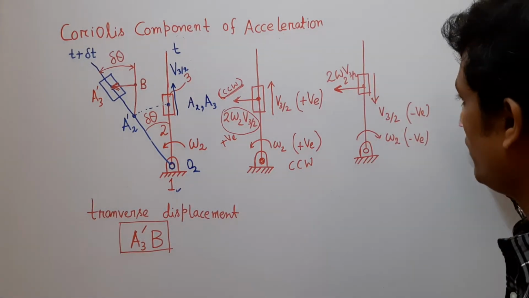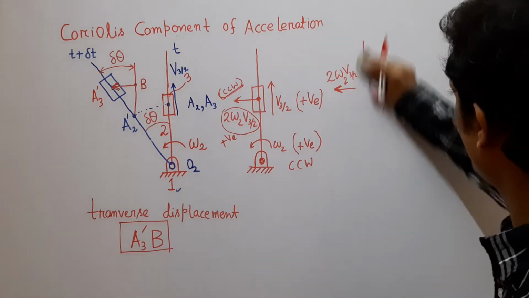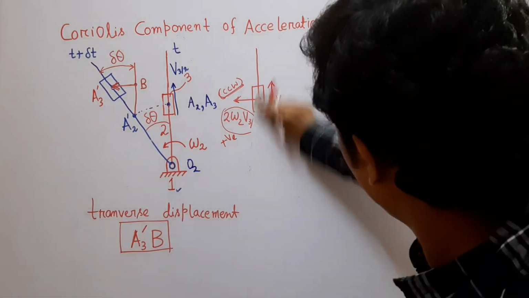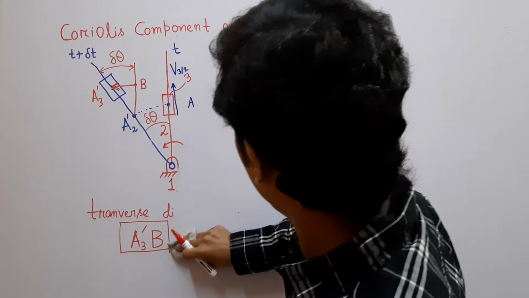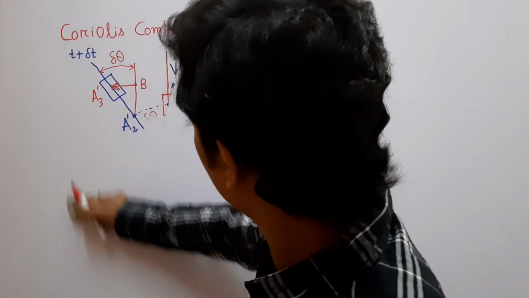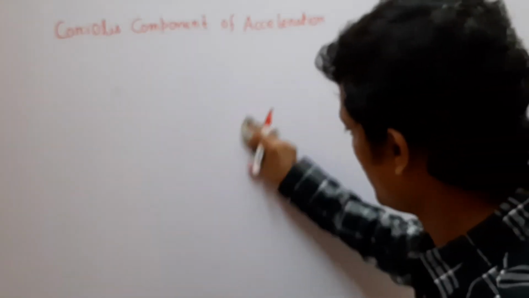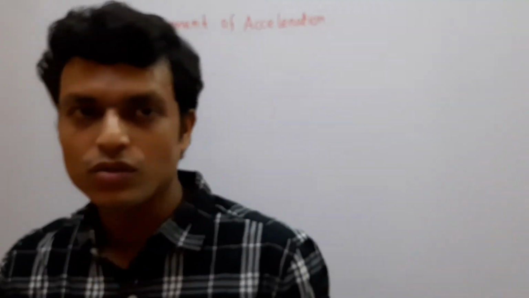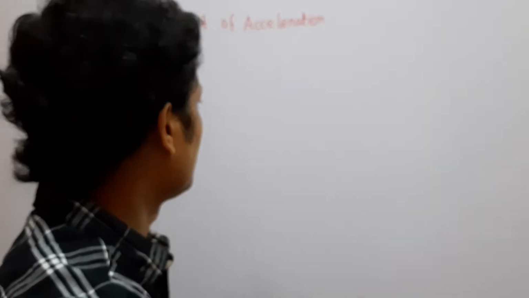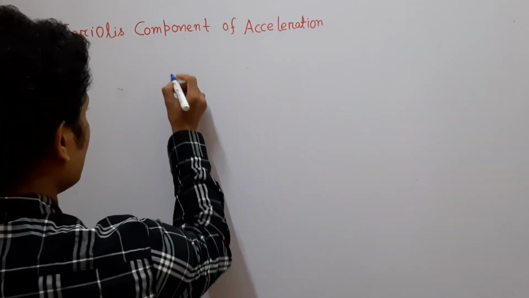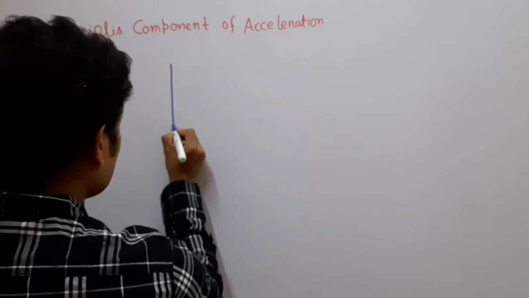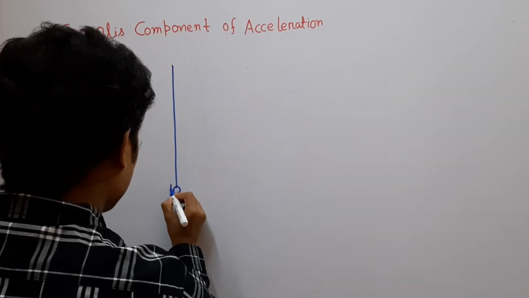Now I am going to explain you a conceptual problem. Hope you have understood Coriolis component of acceleration and its existence. When a slider is sliding on a rotating link, then there will be an extra component which is known as Coriolis component of acceleration. Now let me show you one example.